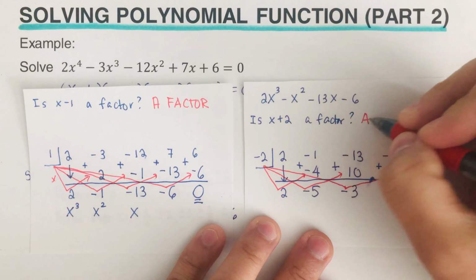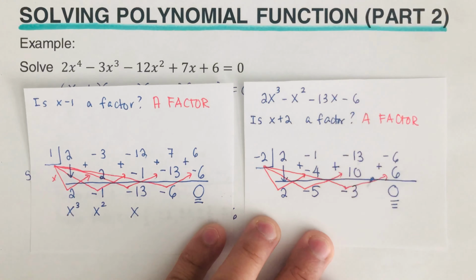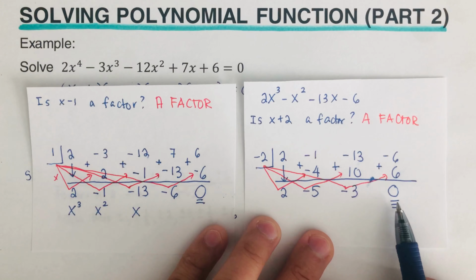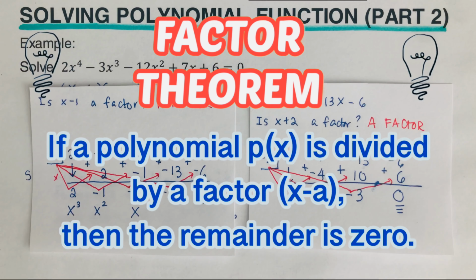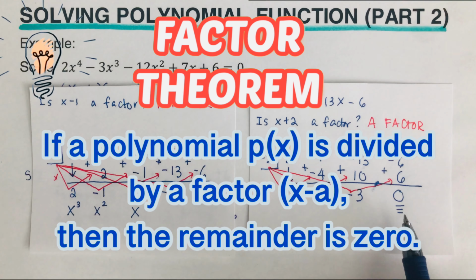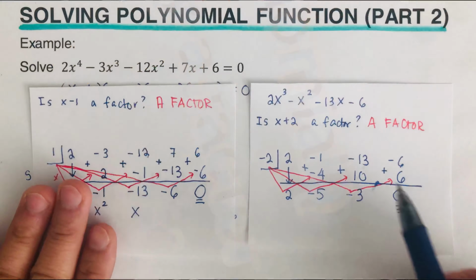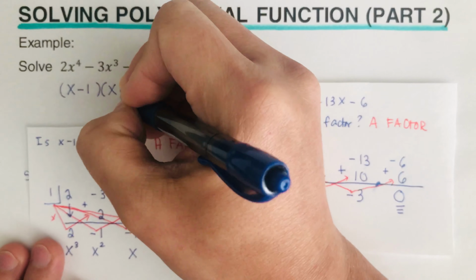So we can go ahead and label this x plus 2 as one of the factors, since again we have a remainder of 0. The factor theorem states that if a polynomial f of x is divided by a factor x minus a, then the remainder is 0. Since we get a remainder 0, x plus 2 is a factor. So I'm just going to write that up here. So that is x plus 2.